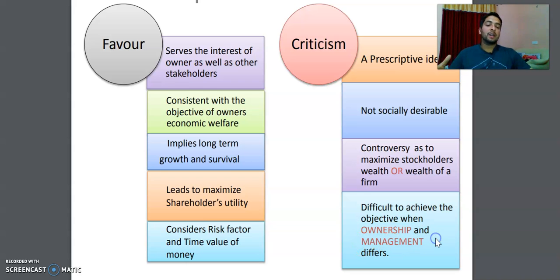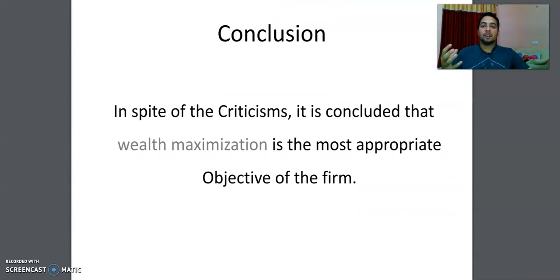A firm nowadays has a complete divorce between ownership and management, because shareholders are the actual owners of a business firm, but management is given to experts like financial manager, marketing manager, operation manager, etc. So there is a complete difference between ownership and management. A person who is owner may not be the manager, so it is difficult to satisfy both. But still, in spite of these criticisms, wealth maximization has been preferred over profit maximization in an organization.